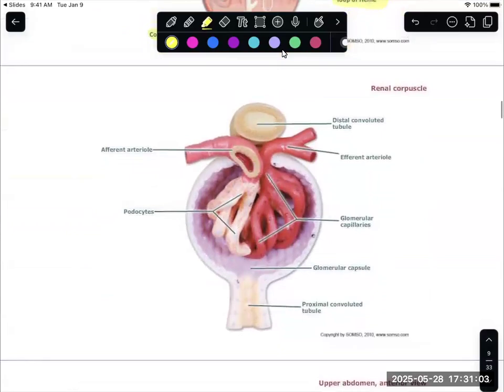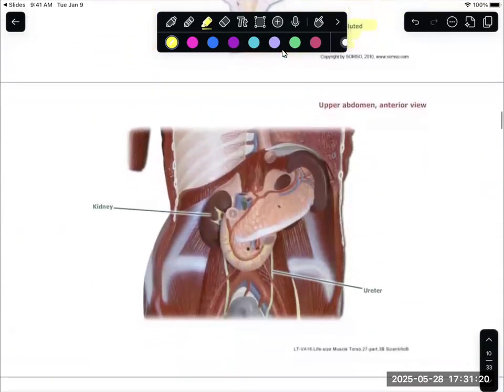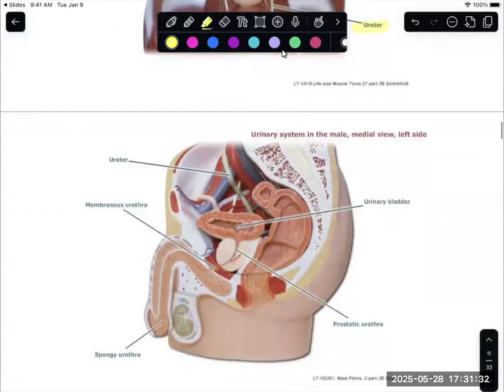Here's just another picture of that renal corpuscle. This one shows the podocytes labeled out for you, that efferent arteriole, the glomerular capillaries, the glomerular capsule, the proximal convoluted tubule, that distal convoluted tubule that comes up and over. Here just shows those kidneys, but you can see the ureters. The ureters are what come off of those kidneys, and it's taking that now urine that's been created down to that bladder. So here's the bladder, that urinary bladder here. You can see that ureter coming down.